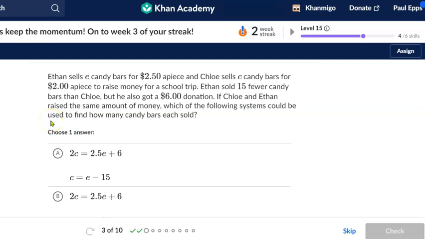Ethan sells E candy bars for $2.50 apiece. Chloe sells C candy bars for $2 apiece. To raise money for a school trip, Ethan sold 15 fewer candy bars. That's because he's overcharging for them. But he also got a $6 donation. If Chloe and Ethan raised the same amount of money, which of the following systems could be used to find out how many candy bars each sold?